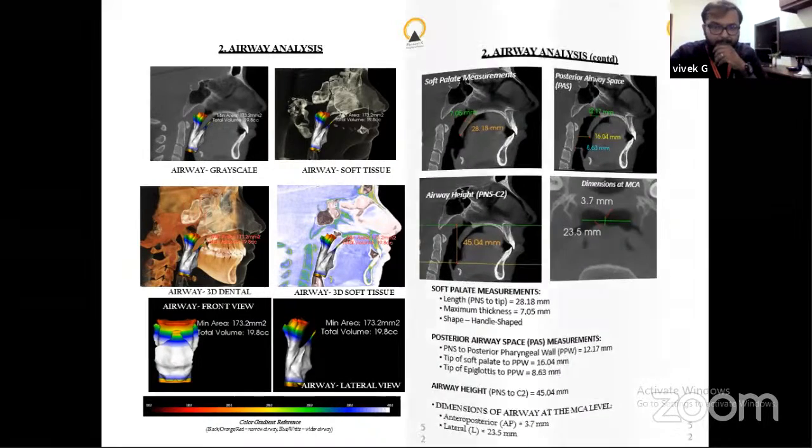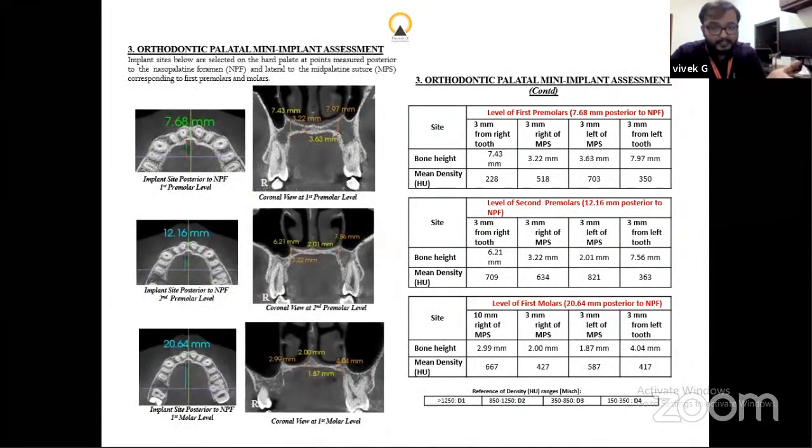analyze your treatment. Then again, for MARPE, that is mini screw assisted rapid palatal expansion, you can get parasagittal measurements at the first premolar, second premolar, and the molar levels. So you don't have to go blindly with your mini implants. You can properly have a guided implant placement, even for orthodontists.